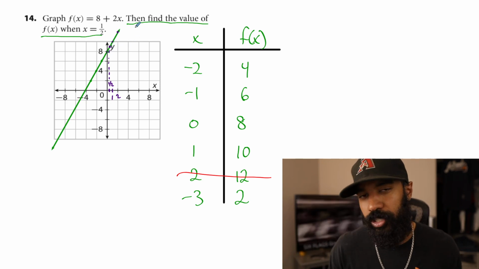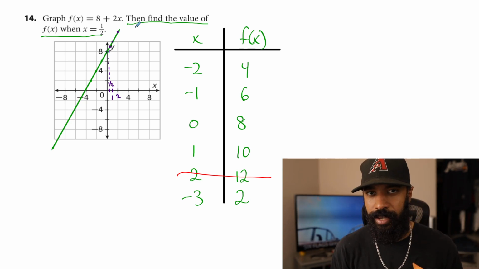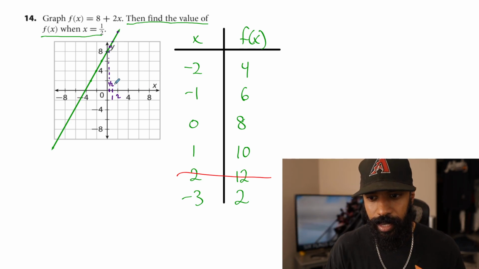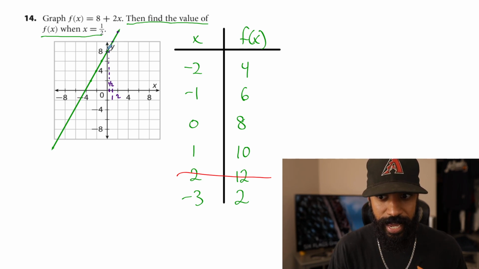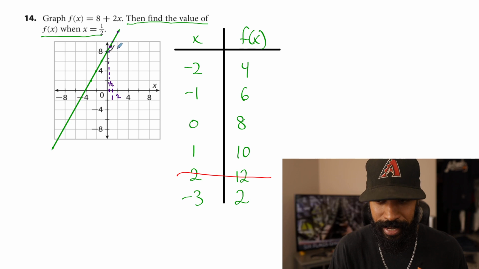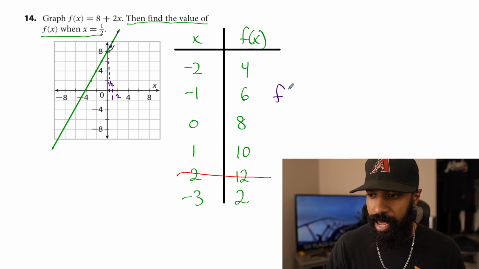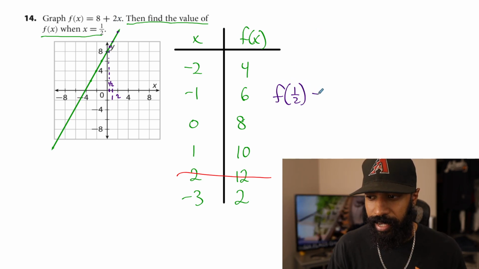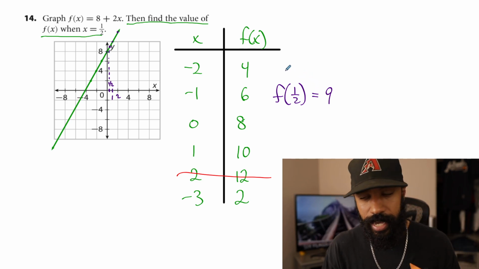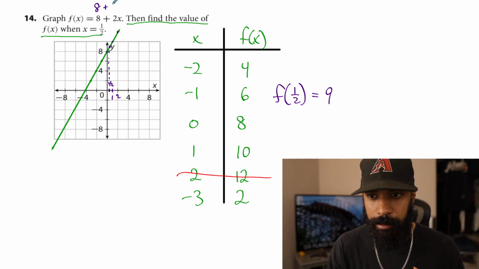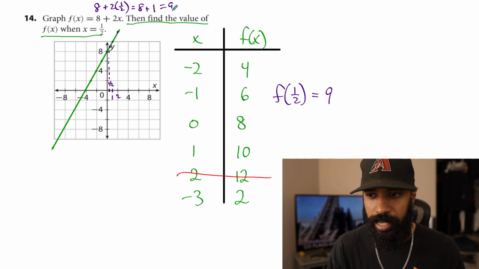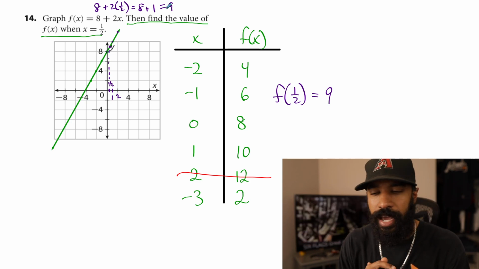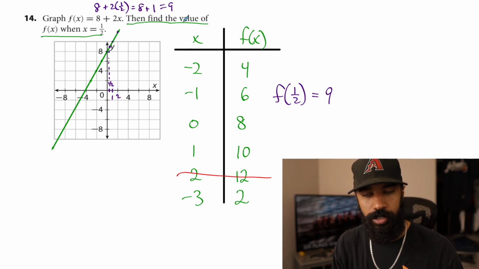And because of the proportionality, that linear rate here, if 1/2 is halfway between 0 and 1, then its y value is halfway between 8 and 10. It's going to be 9. F of 1/2 is 9. And if you're not convinced just yet, let's do that together. 8 plus 2 times 1/2 equals 8 plus, what's 2 times 1/2? That's 1. 1 equals 9. So yeah, we get 9 regardless of the way that we kind of substitute it there.